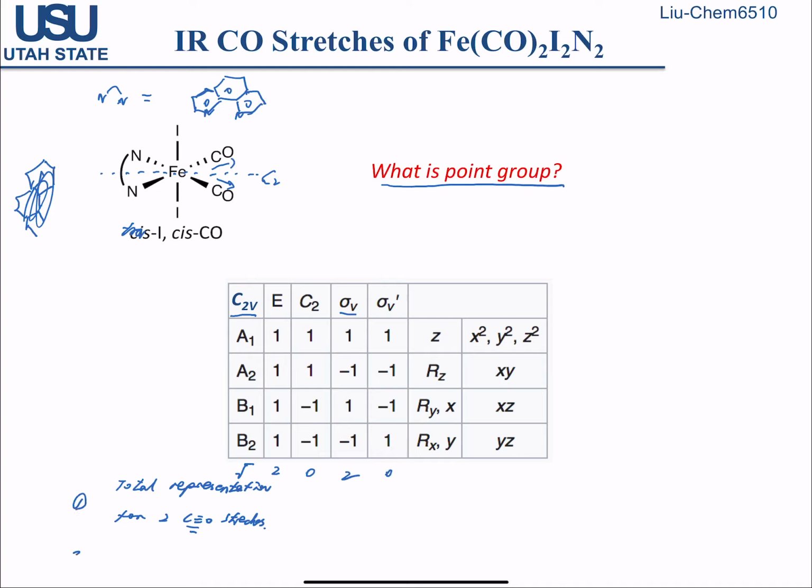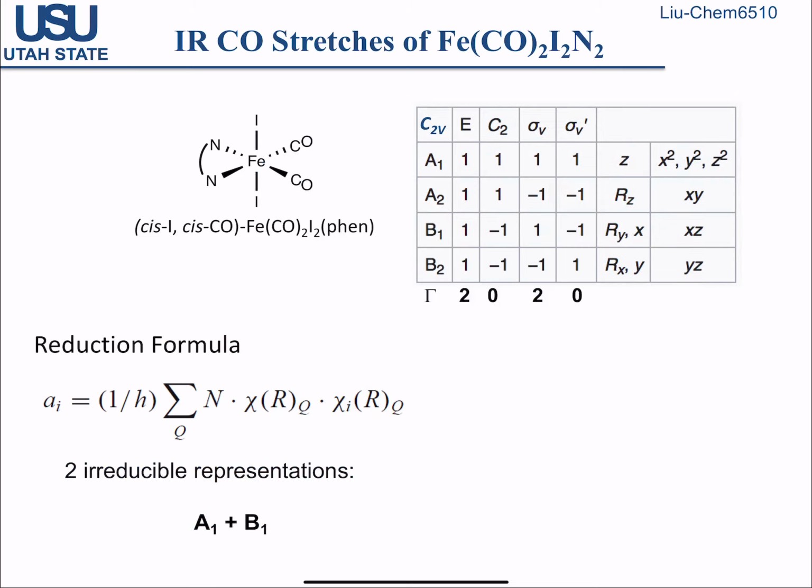Then what's the next step? You need to do the reduction step, right? Let me show you, so make sure you know how to do reduction. Here is the reduction equation, and here is the answer. We reduce to get A1 and B1, two irreducible representations.